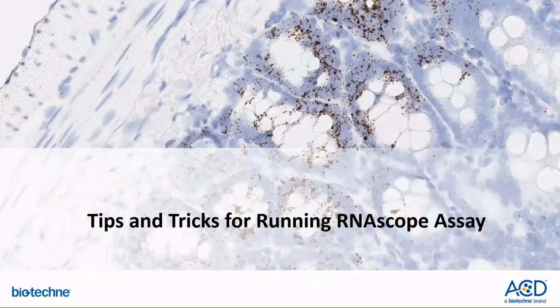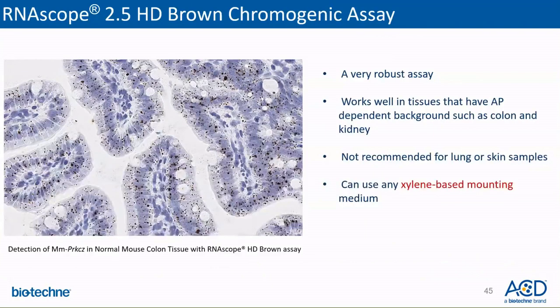Let's now talk about a few factors that can impact your assay results and some tips and tricks to overcome them. In this section, we will also go over the various assay types and the recommended conditions for each of them. This slide shows a detection of PRKCZ in normal mouse colon tissue using the chromogenic brown assay. This is an ideal assay for tissues that have AP-dependent backgrounds such as kidney. But this assay is not ideal when using tissues that are subject to pigmentation such as lung or skin samples.